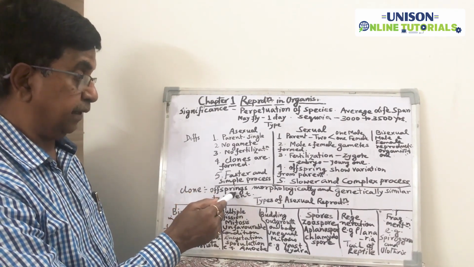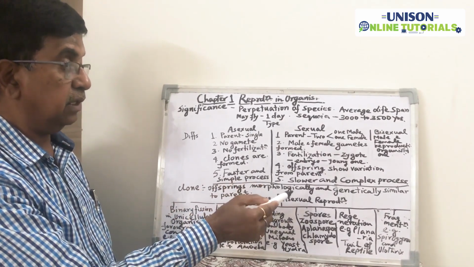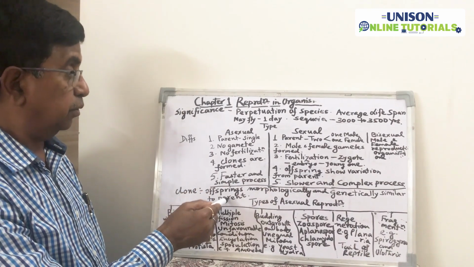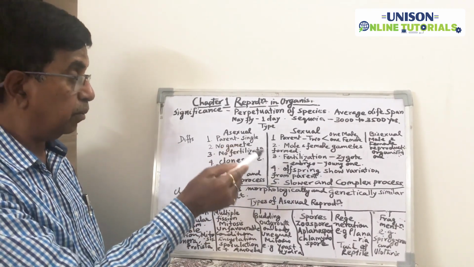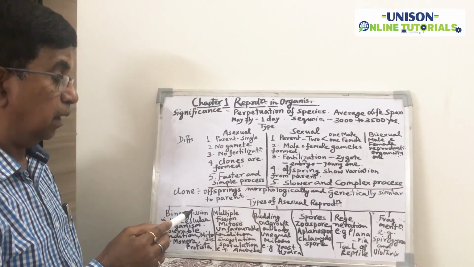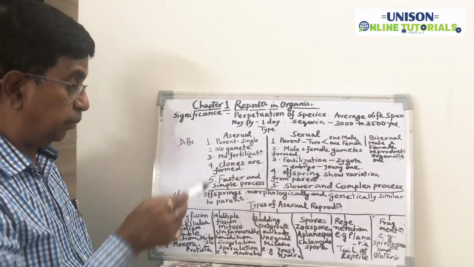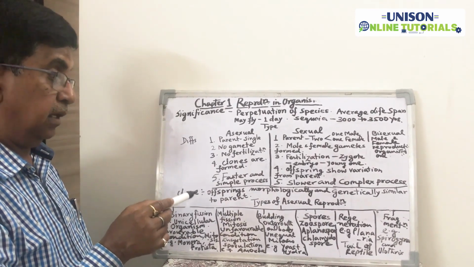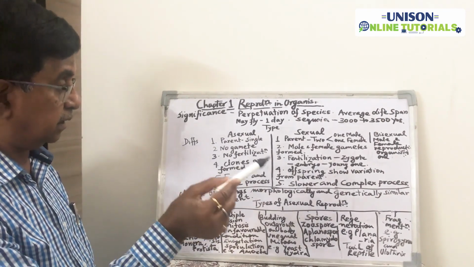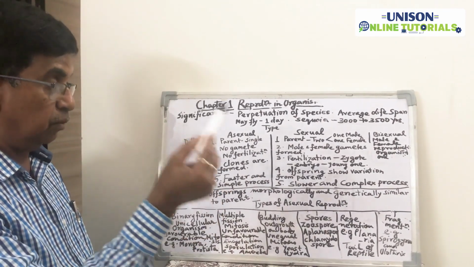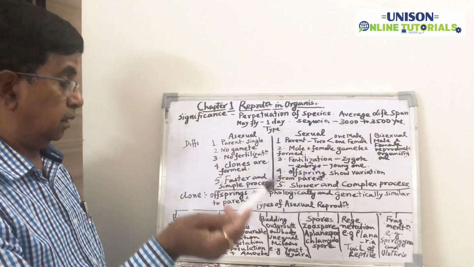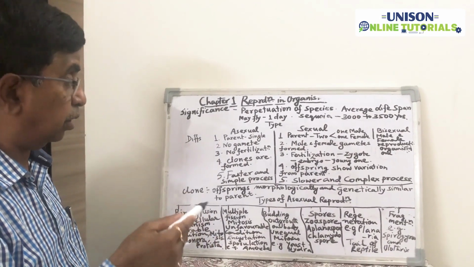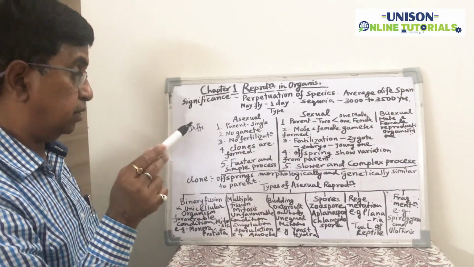Clones are offspring which are morphologically and genetically similar to parents. Clones are produced only by asexual reproduction and not by sexual reproduction. Now we come to the types of asexual reproduction. There are 5 types of asexual reproduction, and one more, the 6th type, is fragmentation, and one more is vegetative reproduction. So altogether there are 7 types of asexual reproduction.